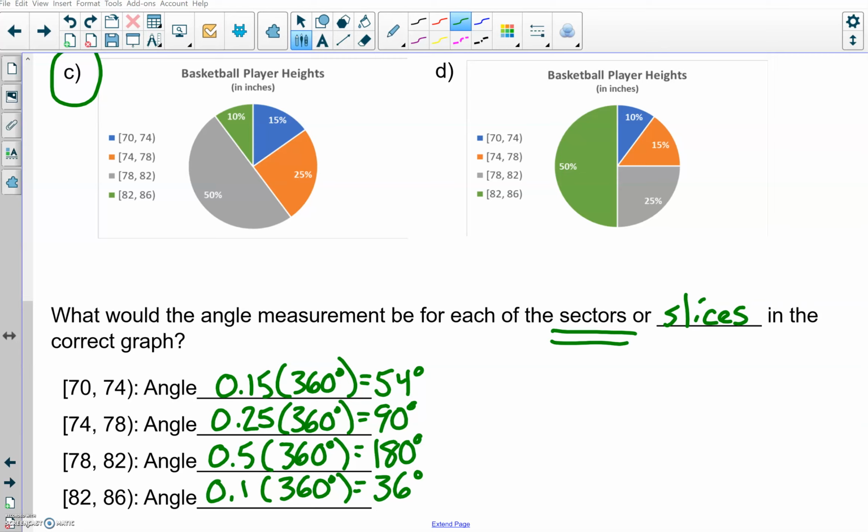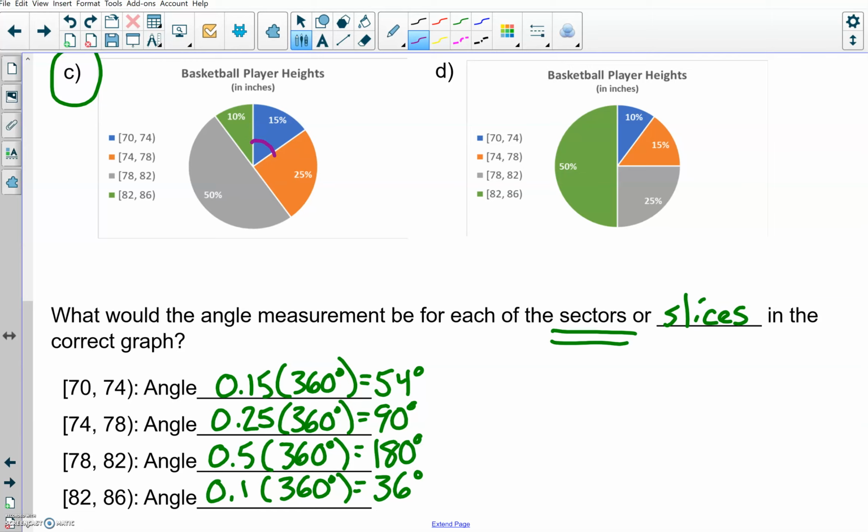So again, in order to make this work right, you're going to take the relative frequencies times 360 degrees, and you do need to convert all those relative frequencies over to decimals if you haven't already done that. So 0.15 times 360 degrees would give you a 54 degree angle for that 70 to 74. So up here in the graph, this blue region for 70 to 74 has an angle of 54 degrees.